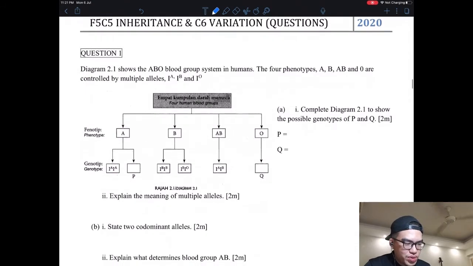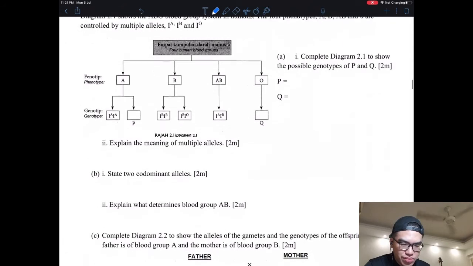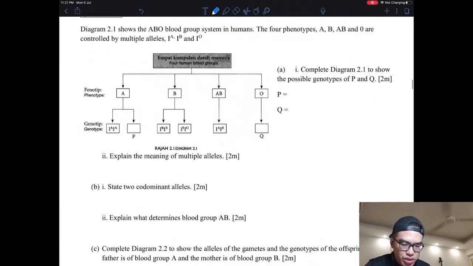Complete the diagram to show possible genotypes of P and Q. If you're blood group A, you can also be IAIO. They already wrote one for you. And for O it is for sure IOIO. Oh, you're supposed to write it here again, whatever. Explain the meaning of multiple alleles.